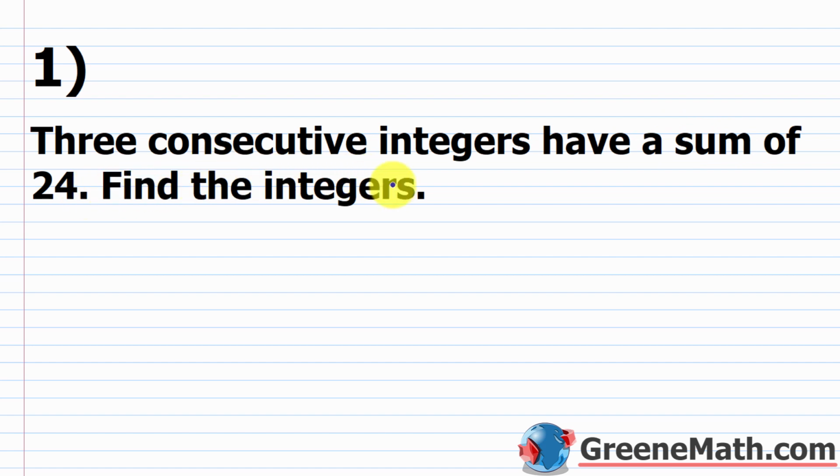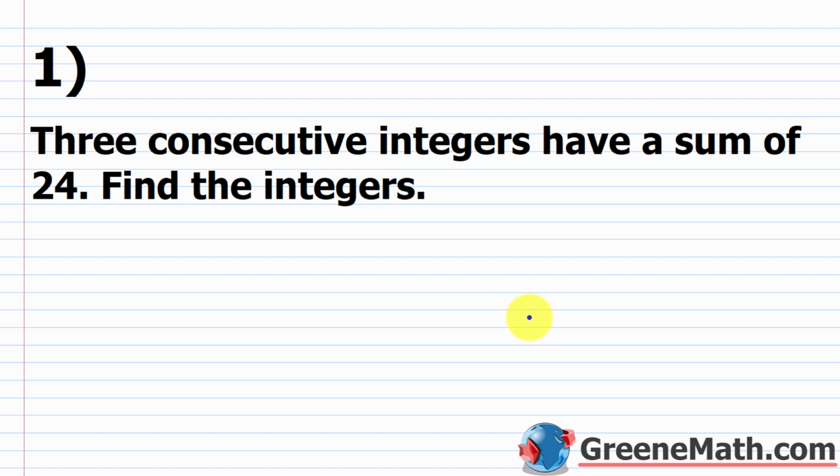Find the integers. So when we talk about consecutive integers, remember they're going to differ by 1. So for example, something like 1 and 2, those are consecutive integers. Or you could do something like 5 and 6, or maybe something like 18 and 19. But the main idea here is that they're going to differ by 1.